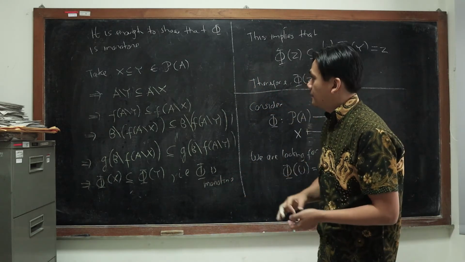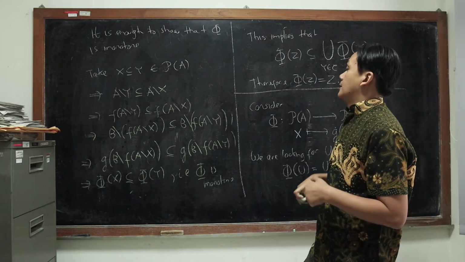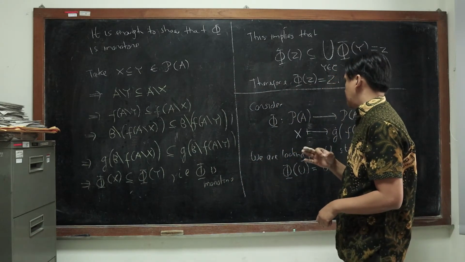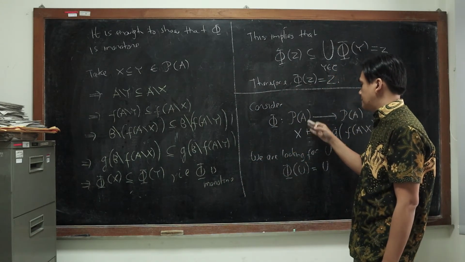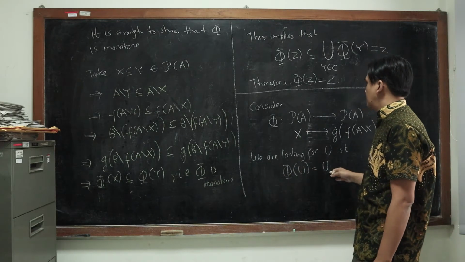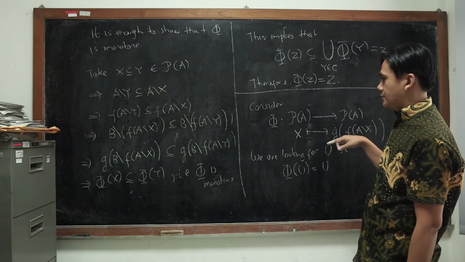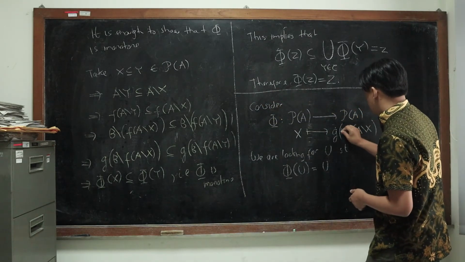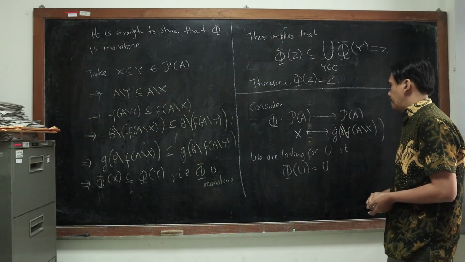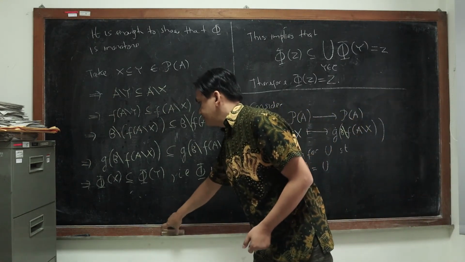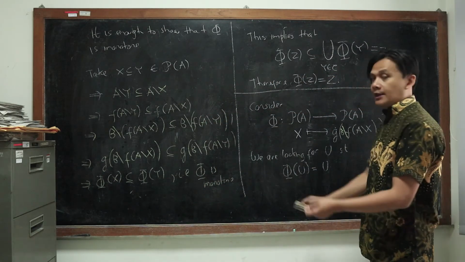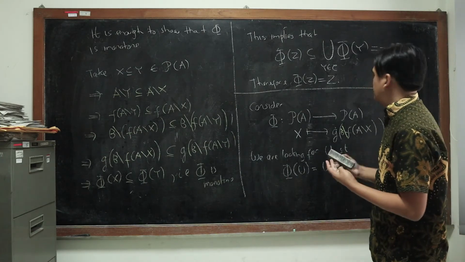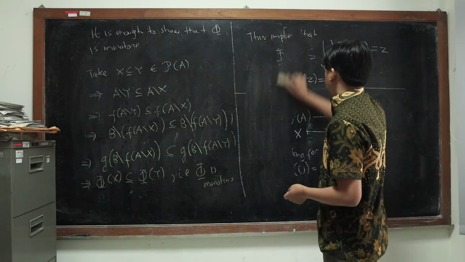Then we are done. According to the lemma, we can justify that there is a subset U of A such that phi of U is equal to U. Alright. Okay, let me recall again what we need to do now in order to get a bijection from A to B.